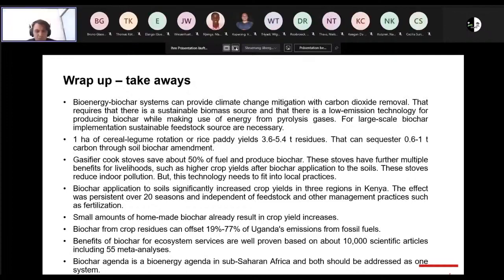Then biochar application to soils significantly increases crop yields, as shown in 3 regions in Kenya. And the effect was even persistent after 20 years, over 20 seasons. We learned that small amounts of homemade biochar already result in crop yield increases. And lastly, the biochar agenda in sub-Saharan Africa is a bioenergy agenda and should be addressed as one system, systematically.